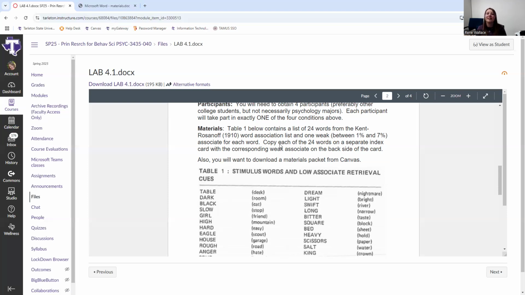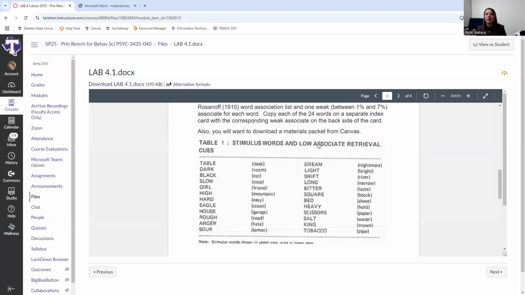Copy each of these 24 words on a separate index card with the corresponding weak associate on the back side of the card. So you're going to need 24 index cards, and on one you're going to write table, and on the back side of that card you're going to write desk, but so that your participant can't see it. So make sure that desk is written lighter on the back side so that they can't see the word. You don't want them to cheat, right?